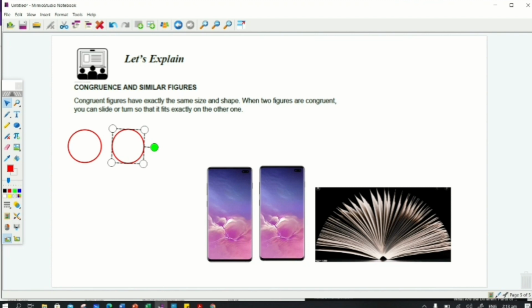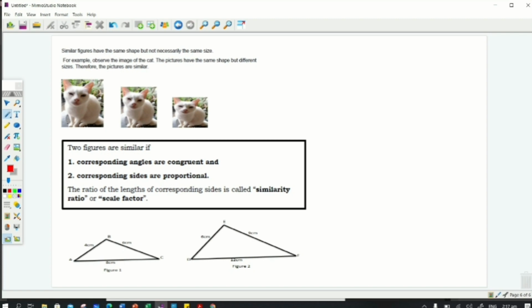Just like in this example, I have here two similar smartphones. They have the same size and shape. Also, the pages of the book are still the same size and shape. So that is what is meant by congruent figures. And when we say similar figures, they are of the same shape but not necessarily the same size. So that is similar figures.